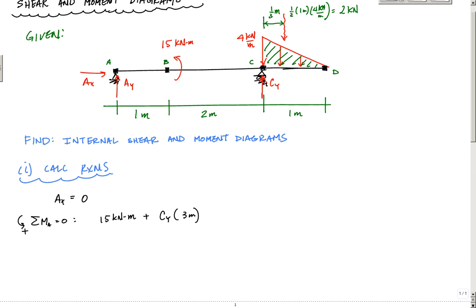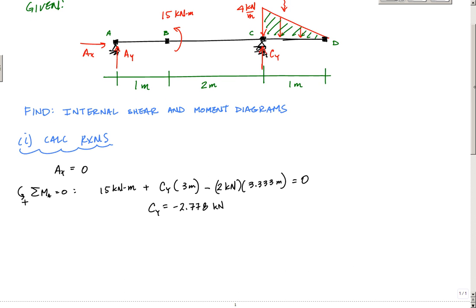So when I go back to my equilibrium equation, this would be minus 2 kilonewtons, the resultant, times the arm from point A, which would be 3.333 meters, and this is going to be equal to 0. Have one equation, one unknown. I punch it into my calculator, and I should get minus 2.778 kilonewtons. And that negative sign just means that the Cy, the way that I've drawn it, is actually opposite. But we're just going to be consistent here in terms of how we do things.